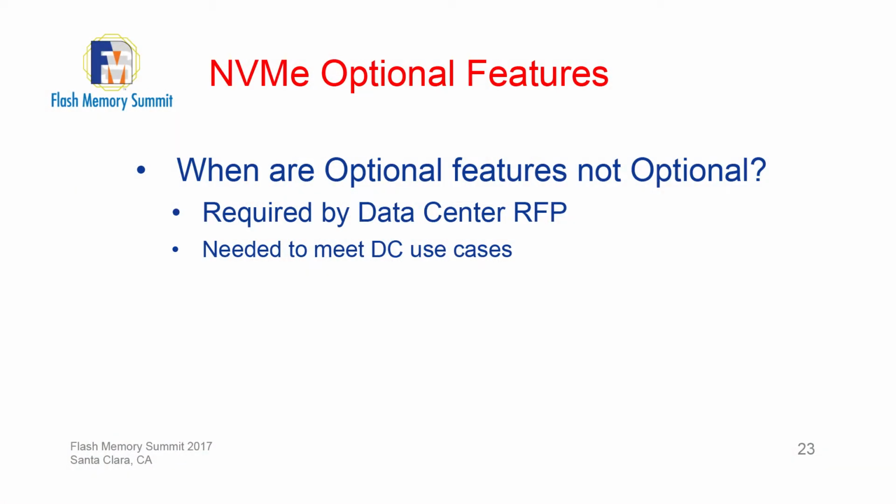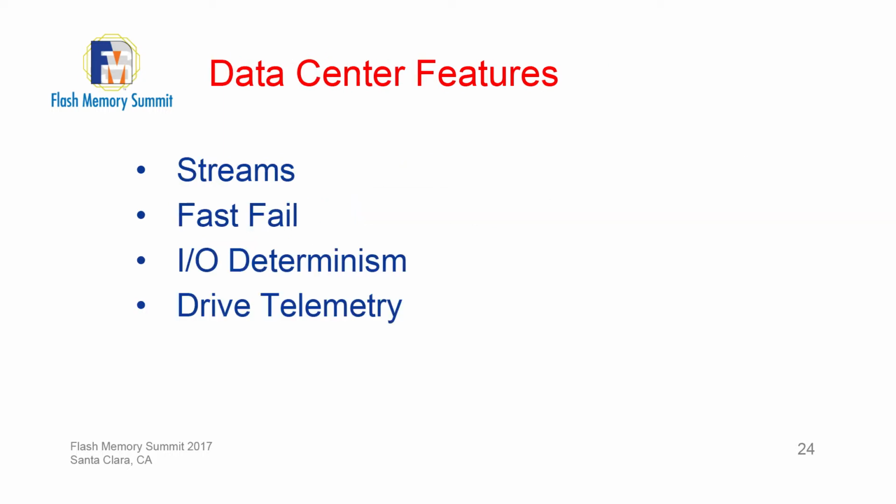So what do we think is required here? When it's not optional, it's part of our RFP, a request for proposal. We will actually write that into the proposal to say, we need these features because of X, Y, and Z. And one of the things I think Peter touched on earlier was streams.